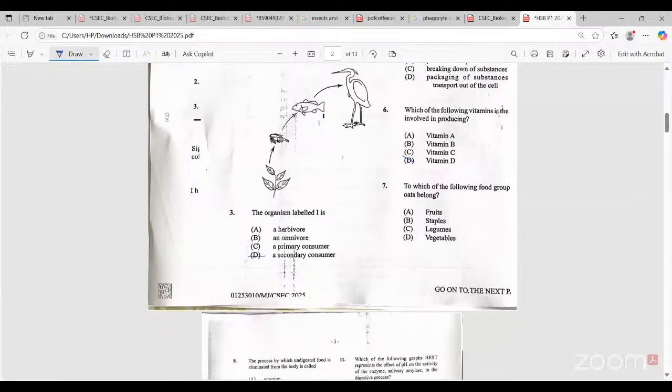Question 7. To which of the following food group does oats belong? And we know that oats is a staple. Right? So oats would be B.